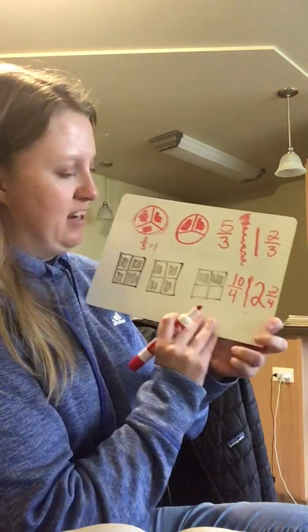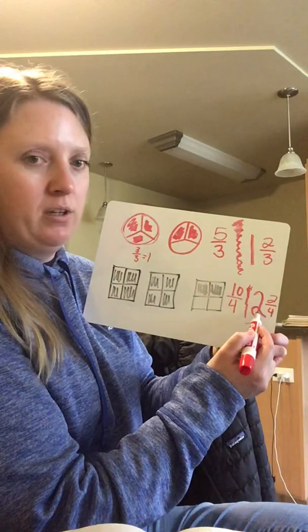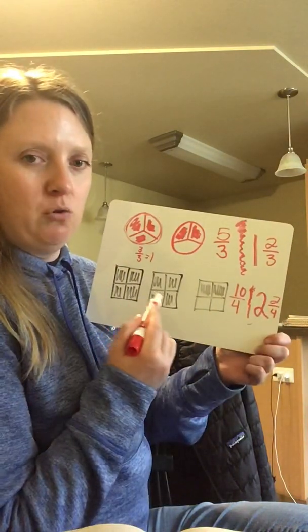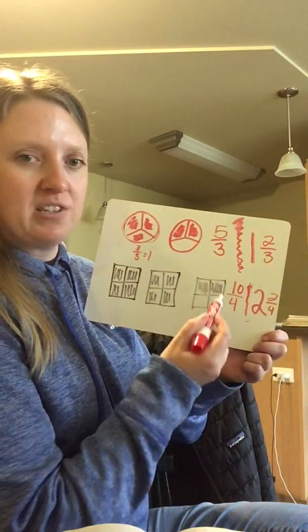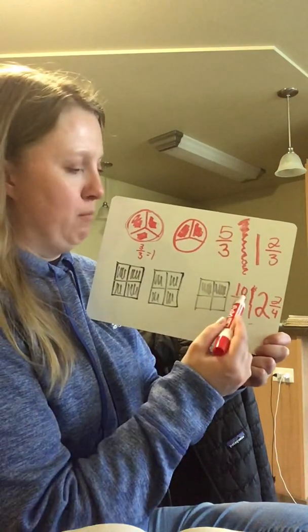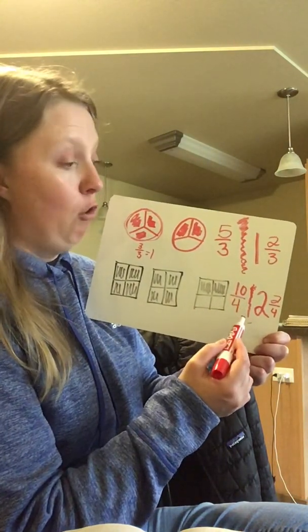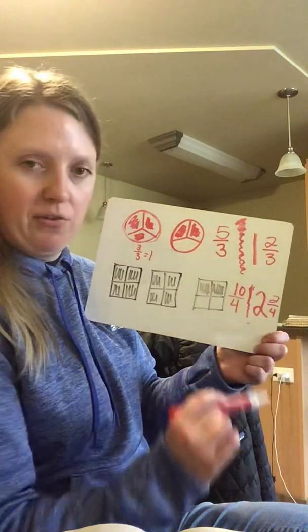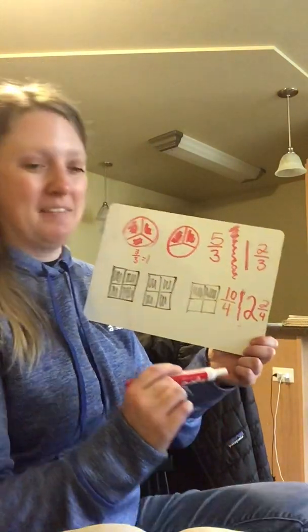Okay, so my mixed number for this picture would be 2 2/4 because I have 2 wholes and then 2 fourths left in this picture. So the improper fraction is 10 fourths, or the mixed number, 2 2/4. Okay, it's kind of fun, huh? All right, let's do a couple more examples.